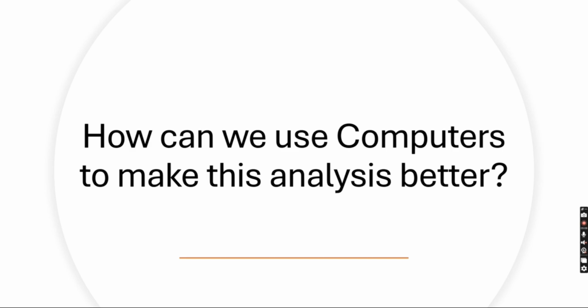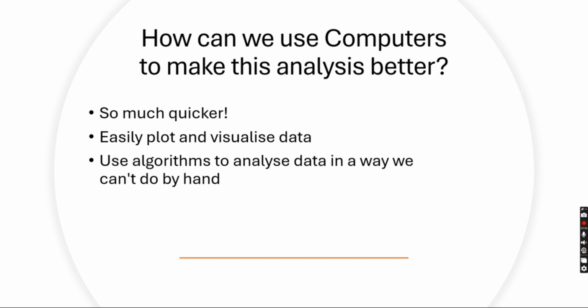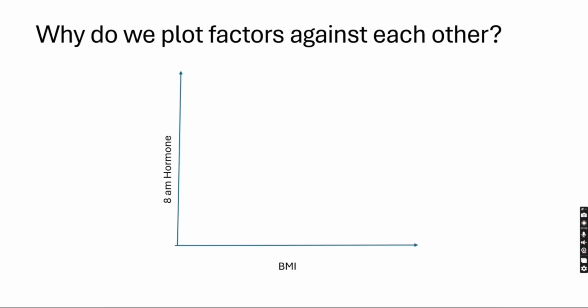So how can we use computers to make the analysis better? It'll be quicker. We can easily plot data and visualize the data. So looking at graphs rather than numbers is often easier to see things. And we can use algorithms to analyze data in a way we couldn't do by hand. So one of the things we're going to do is plot some graphs, and we're going to plot the 8 AM hormone against the BMI data.